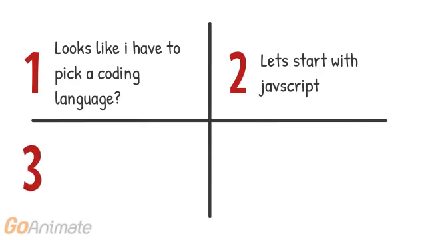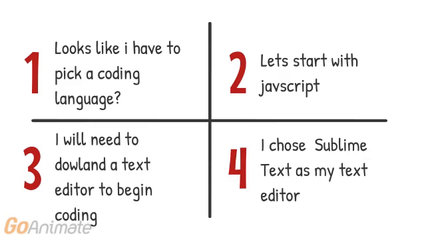Four steps to begin to learn how to code. First, identify a coding language. We will begin with JavaScript, then download a text editor. We will use Sublime Text as our editor.